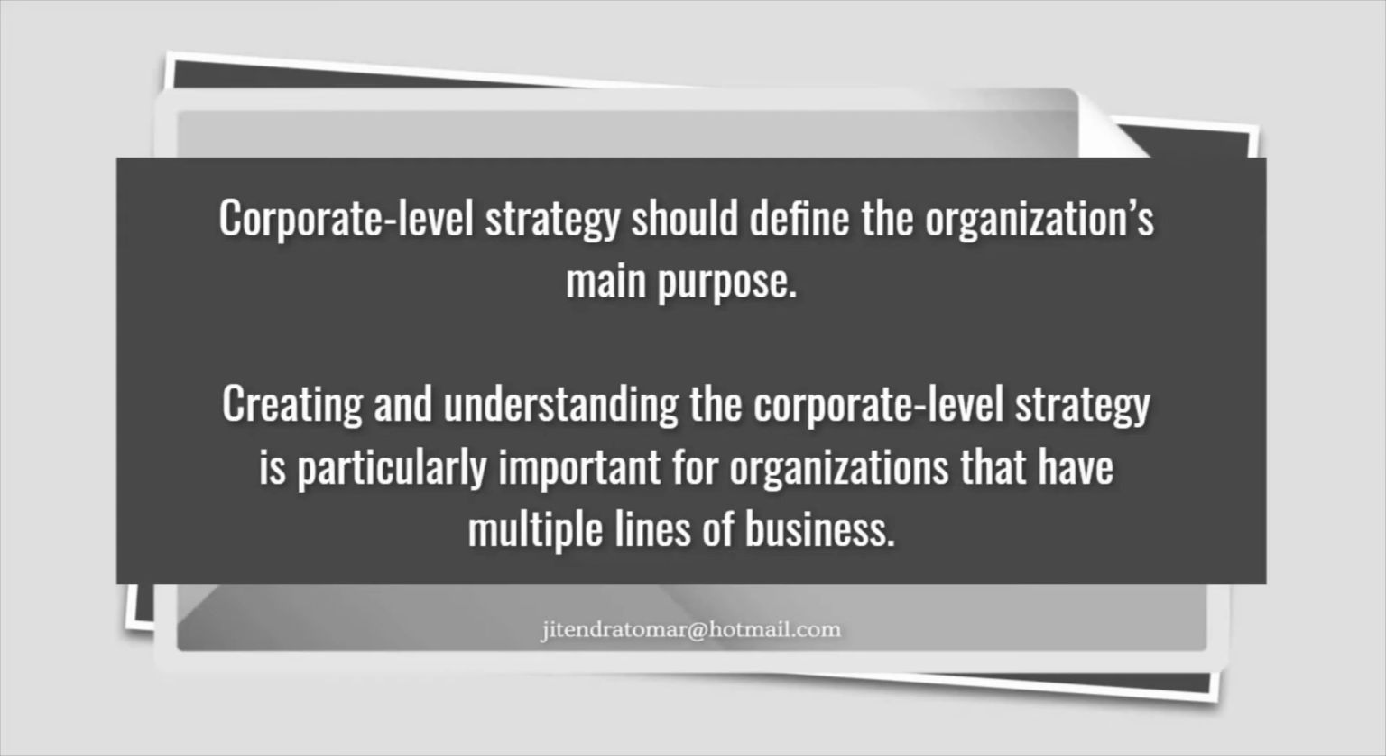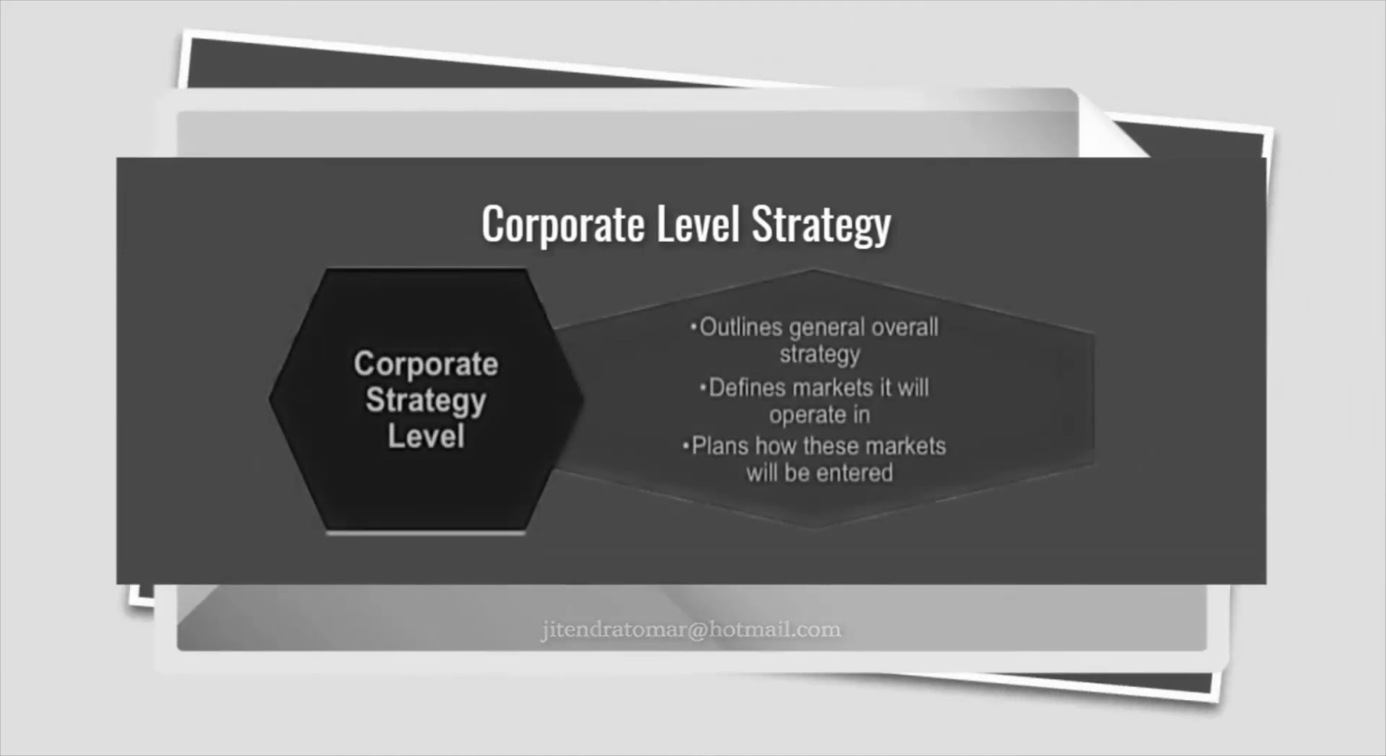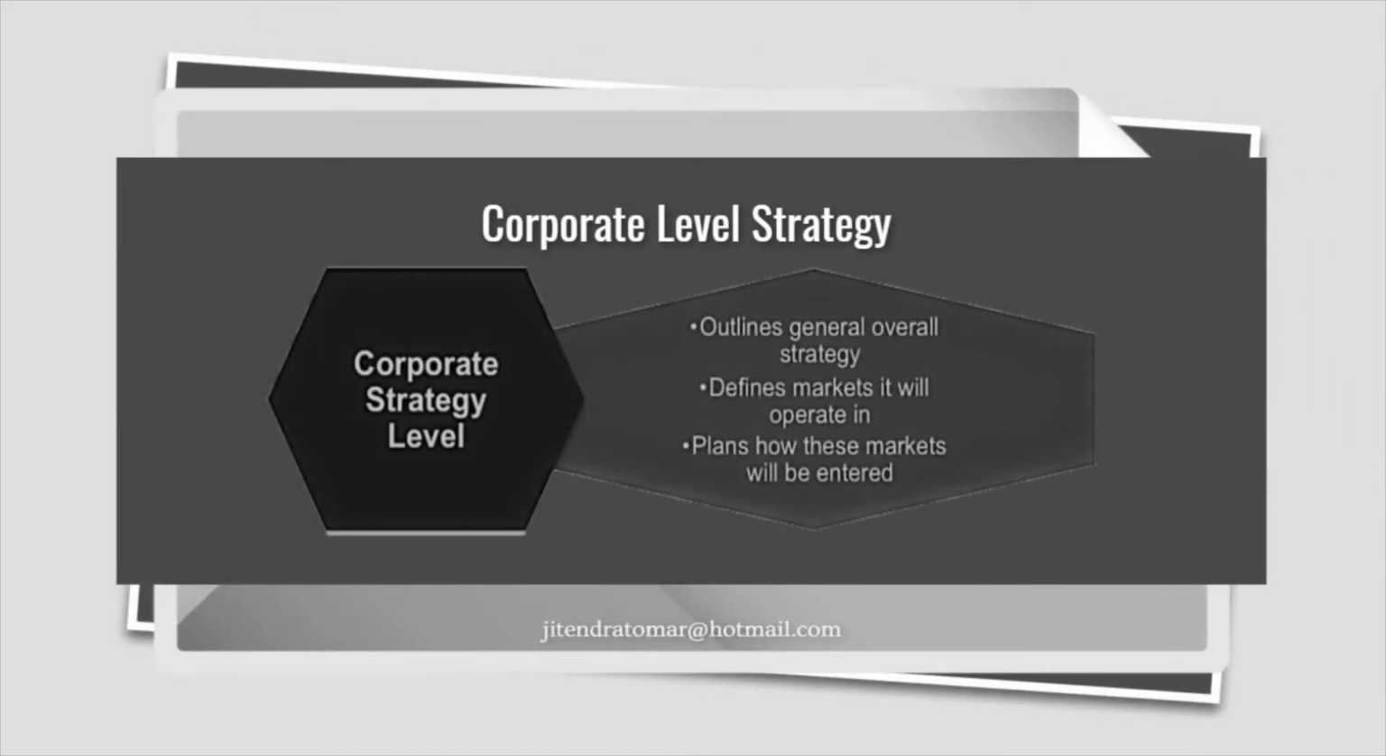For example, if one arm of your business manufactures a product, and another arm sells that product, you will have a separate business unit strategy for each, but one single corporate level strategy, that describes why those two arms are important, and how those businesses interact for the good of the organization. The consolidated concept of corporate level strategy is given here.